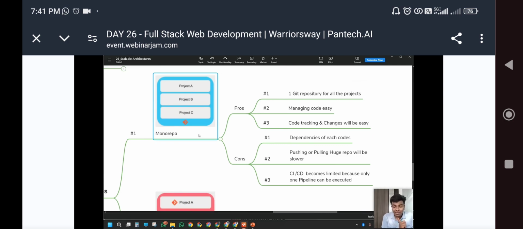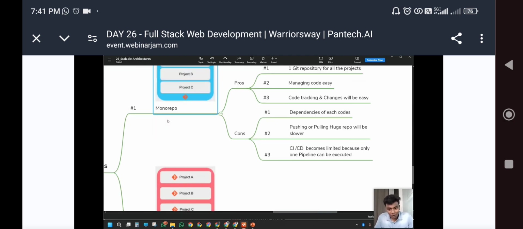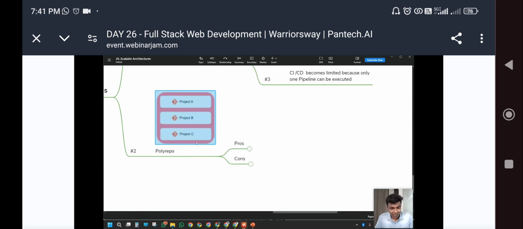So if you want to do that, it can be done here as well, but it is not going to use multiple processing, because it can create only one pipeline to execute the CI/CD, since it is a mono repository which has all the projects in a single repo. So that's the disadvantage over there.